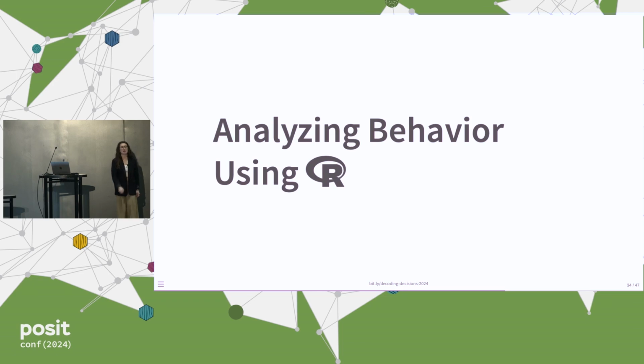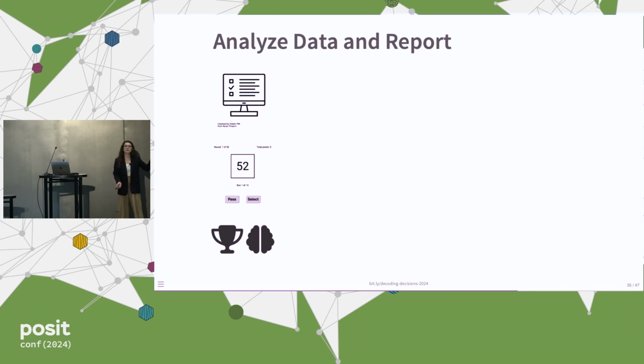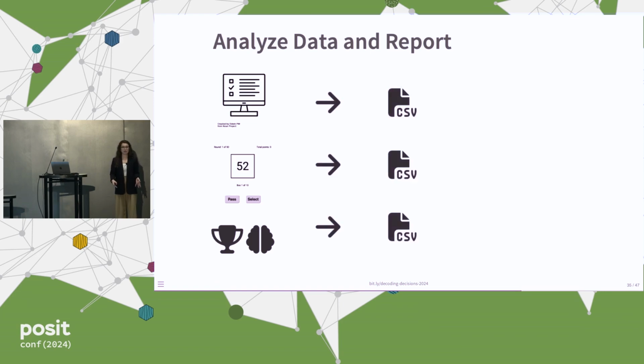Now, the final step, I've collected human data. I've simulated both optimal and cognitive agents. Now I need to see what did they do. And so I use R for that. I take the results of the survey, the decision-making task, and I take the results of both the optimal and the cognitive agent. I bring those together, those CSVs, into a reproducible Quarto document.